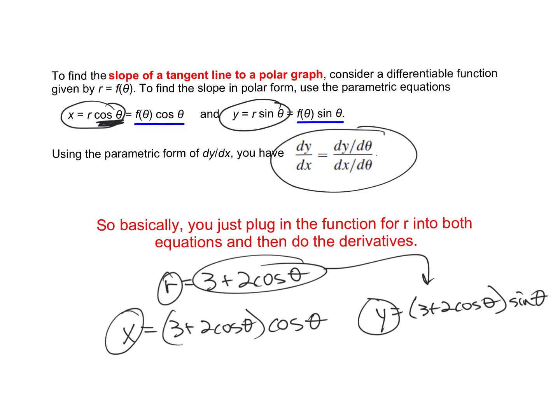So every time if they say find the slope of the tangent line, you're going to just think, okay, I'm just going to take whatever r is, and I'm going to make x equal to that times the cosine of theta and y equal to that times the sine of theta, and I'm going to go to parametric. Okay, and I'm going to do my slope just like I did in the parametric section. Okay, so let's do one.